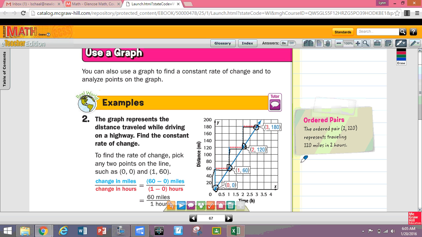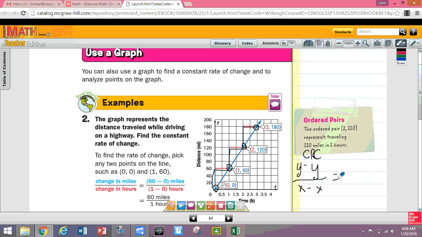And essentially you're going to take a y minus y over x minus x, making sure that you start and end with the same point for y, start and end with the same point for x. That's important. Okay? So that change in y over that change in x is that constant rate of change.